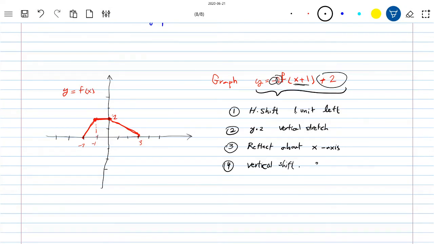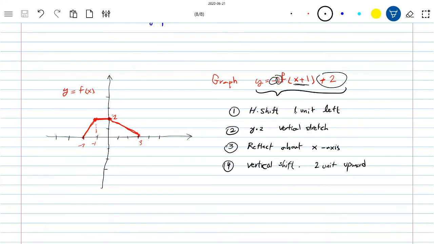How many units? 2 units. Which direction? Upward. It's only the changes inside that go in the opposite direction. Any change outside always follows the same. If you have a +2, it's positive, going up. If it's -2, you'll shift it down.